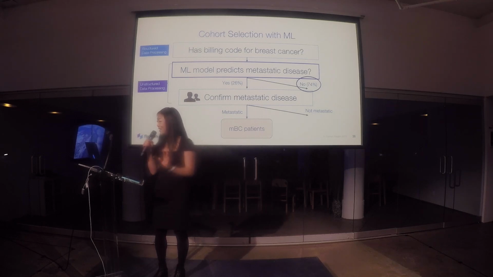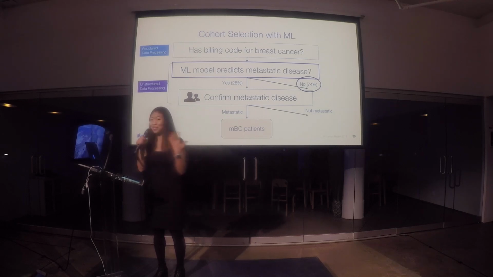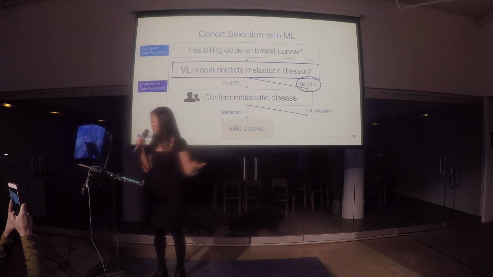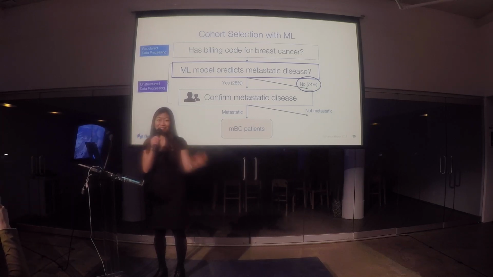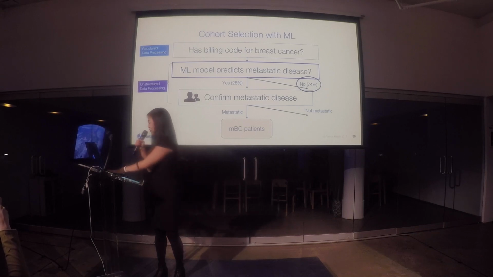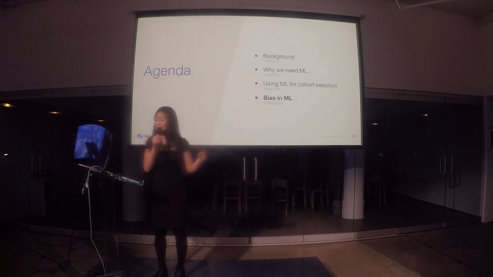So this might be a great place to stop and congratulate ourselves for improving the efficiency of cohort selection, but it's not quite that easy. We're not quite done yet. And that's because we have this problem of bias.